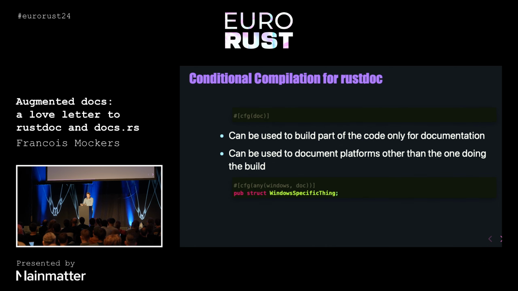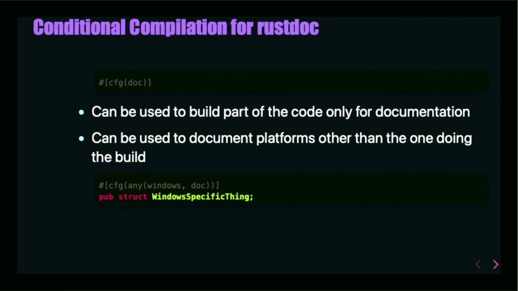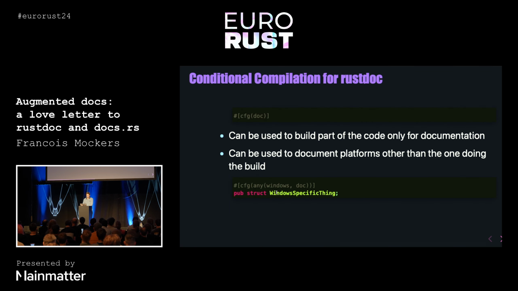And Rustdoc allows you to have conditional compilation. This is a configuration called doc. It's enabled when building with Rustdoc and only for that. So you can build part of your code only for Rustdoc if you have some weird dependencies. And it also allows you to build the items that should not be available. For example, if you're building on Linux, the Windows-specific things with this flag for Windows won't be compiled. But you can add the doc flag, and it will also be compiled for doc and shown in the documentation.